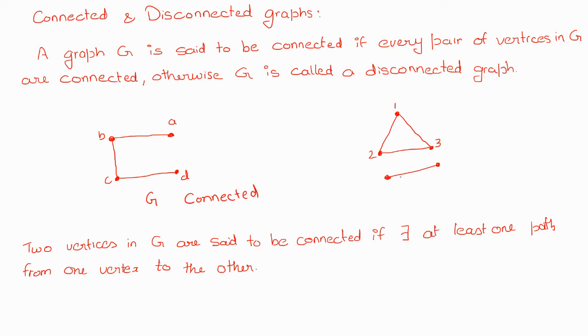Now, suppose consider this graph. This is our G dash with these vertices. Now, see this 1, 2, and 3, they are connected. If you want to go from 1 to 2 and 2 to 3, there is a way. Again, from 3 to 1, there is a direct way. But if you want to go from 1 to 4, there is no way in between. You can't go from 1 to 4, or you can't go from 1 to 5. Therefore, such kinds of graphs are called disconnected.